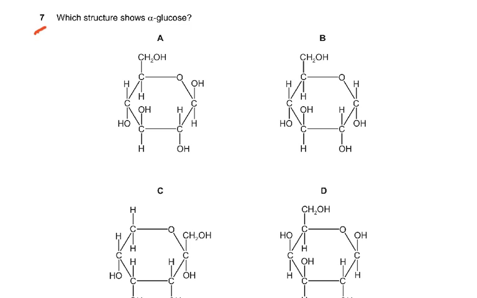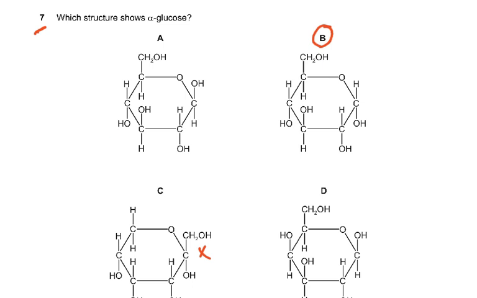Question 7. Which structure shows alpha glucose? Alpha below, beta above. So the answer is B. The rest of them are all wrong. In this one we have CH2OH, so this is wrong. In this, of course, the other structures are wrong. This is again wrong.